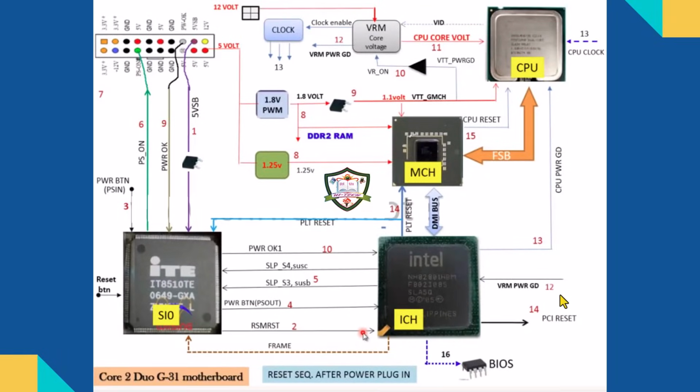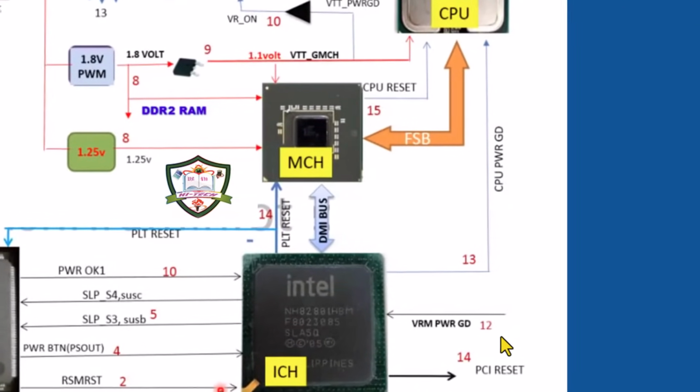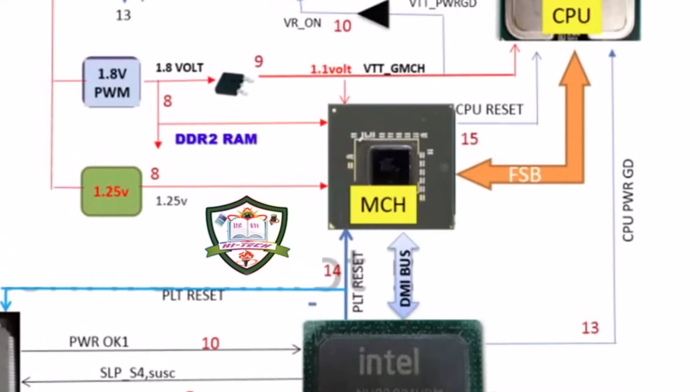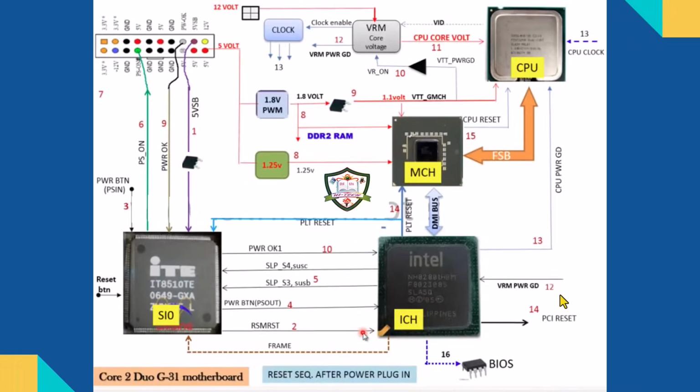It generates the RSMRST signal, or resume reset, and sends it to the Southbridge. This tells the Southbridge that the standby power is stable and ready for the next phase. Step 3 happens when the user presses the power button, sending a PSIN signal to the CO. In Step 4, the CO translates this into a PSOUT signal and sends it to the IC.